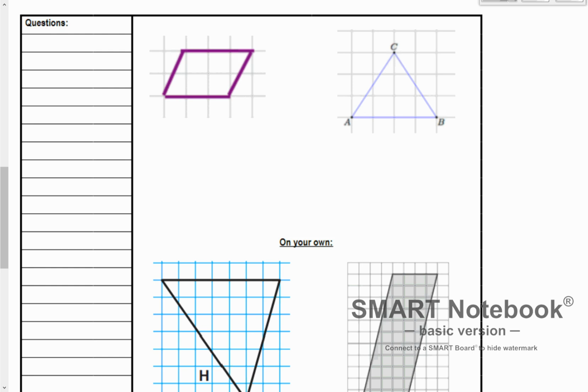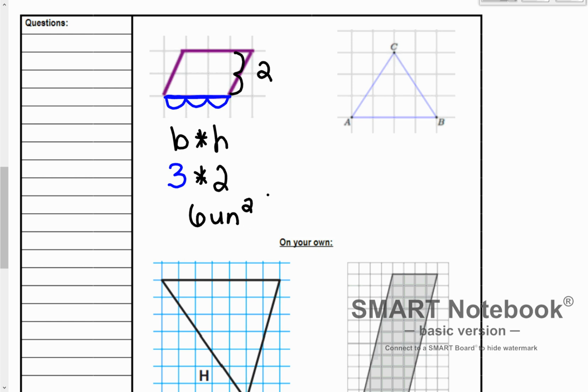All right, so I'd count for my height. My height of this parallelogram is going up 2 full boxes. It's 2 boxes tall, so I'd have my base times my height. My height is 2. My base is this line right here. So I'm going to count 1, 2, 3. Okay, so then I would multiply 3 times 2, 6 units squared.